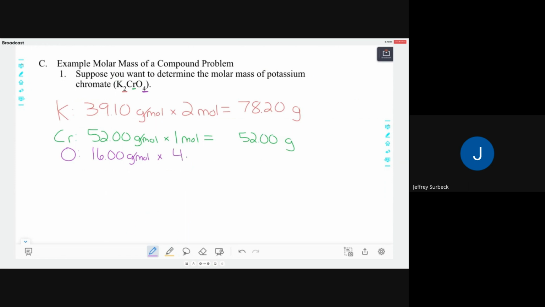And technically it's 4 moles. If we multiply this out, it gives us a value of 64.00 grams. Now, what we do at this point, with our pink, green, and purple numbers, is add these all up. So if we add all of these up, what number do we get for our molar mass?